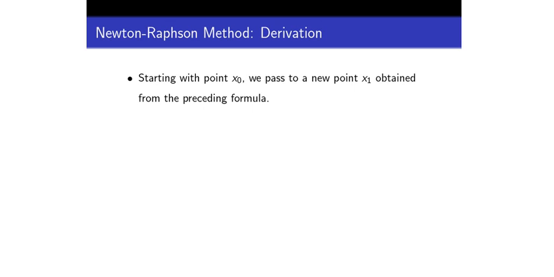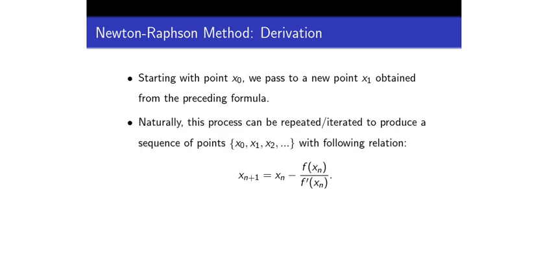Here is the step by step. Starting with point x naught, we pass to a new point x1 obtained from the preceding formula, which is xn plus 1 equals xn minus f of xn divided by f dash of xn. It will produce a sequence of points x0, x1, x2 and so on. Here n must be greater than or equal to 0, and n is a natural number. The other thing you must make sure of is that f dash of xn is non-zero.